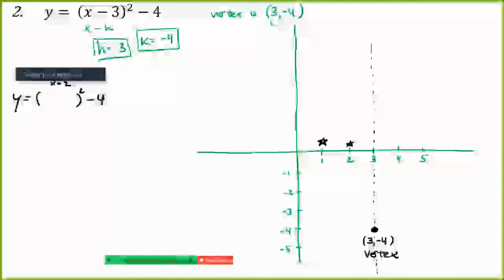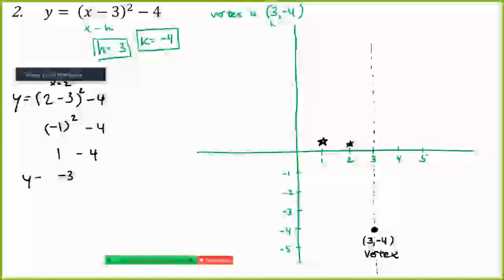So we're replacing 2 for x. So 2 minus 3 in our parentheses. All right, now go to town. 2 minus 3 is -1. -1 squared is +1. Remember, negative times a negative is positive. 1 times 1 is 1. 1 minus 4 is -3. So we plugged in +2 and got out -3.